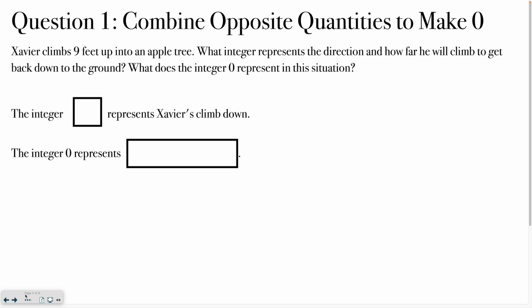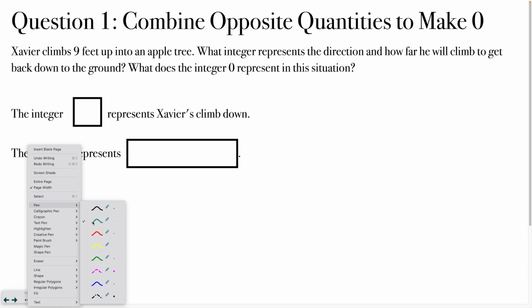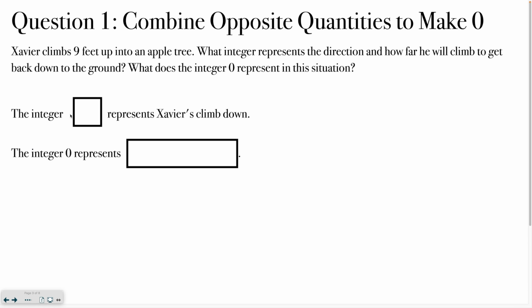Okay, for this problem, hopefully you said that the integer that will represent Xavier's climb back down to the ground would be -9 because he's moving down. Okay, so when we think of up, we think positive. When we think of down, we're going to think negative. So we're going to use the integer -9 to represent Xavier's climb down.